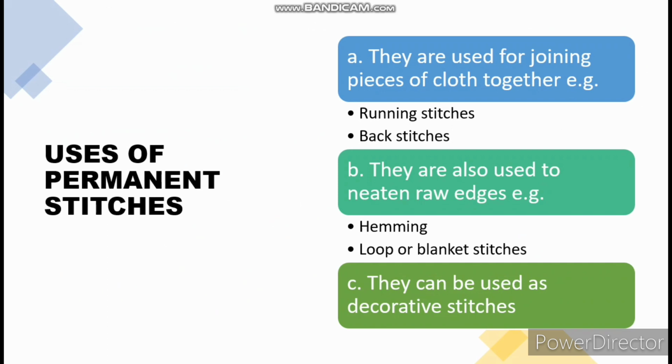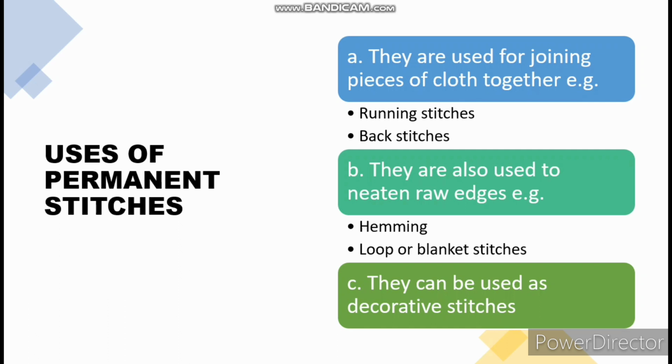Now, let's go back a bit to temporary stitches. In temporary stitches, we also mentioned three uses. We said they are used for joining pieces of clothes together. We said they can be used for decorative stitches. And also, they can be used to mend clothes. Now, in permanent stitches, we have joining of pieces of clothes together, we have decorative stitches, and we have knitting raw edges. So please, don't let us mix these two together.